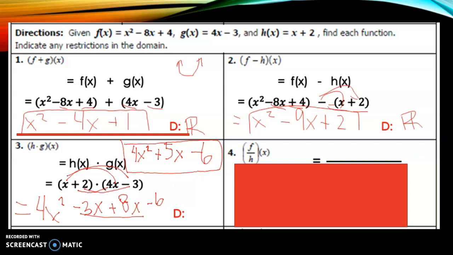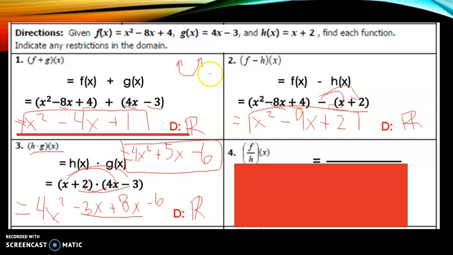Technically, we do need an equal sign on each of those steps, so our final answer needs an equal sign. Otherwise, we need to rewrite this answer. So if we don't rewrite it, we want the equal sign each step that we use to simplify and solve. 4x squared plus 5x minus 6. Again, x is squared, a parabola, domain, all real numbers.